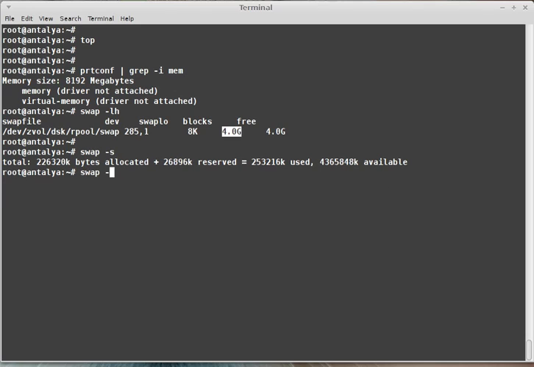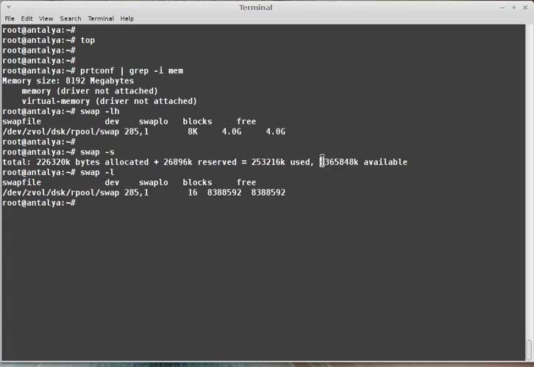or minus l. You currently have 4 GB swap memory available in your system.